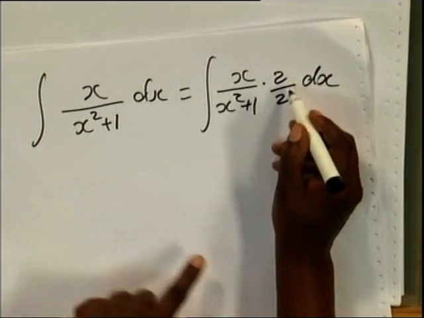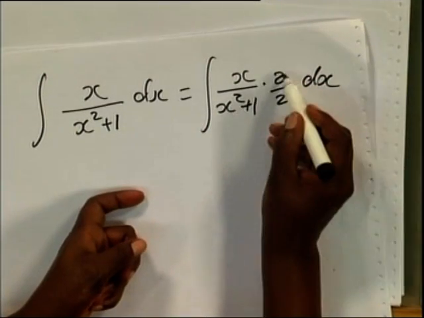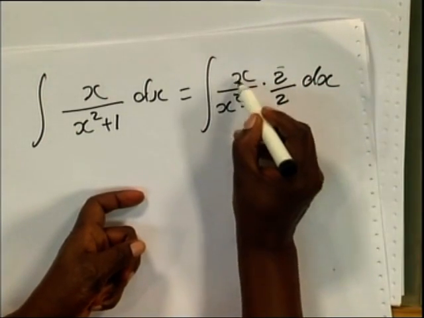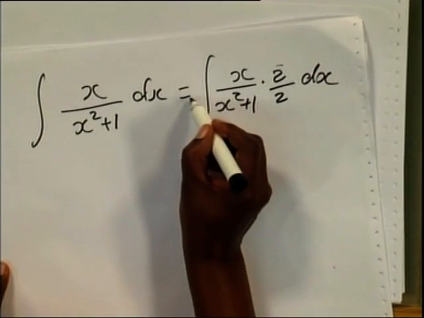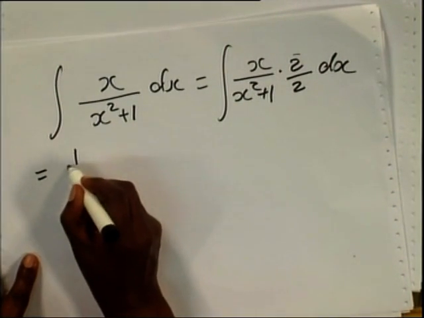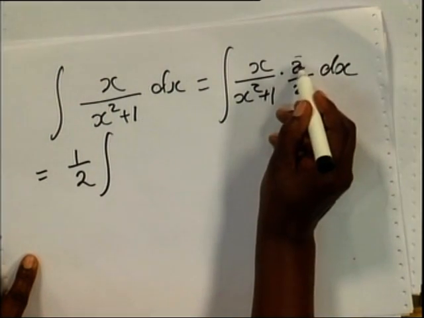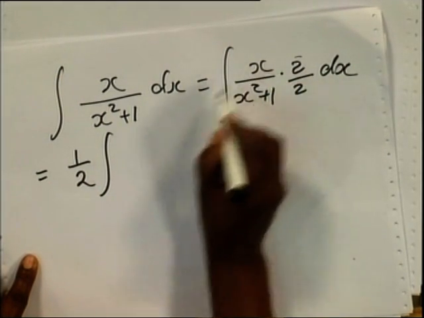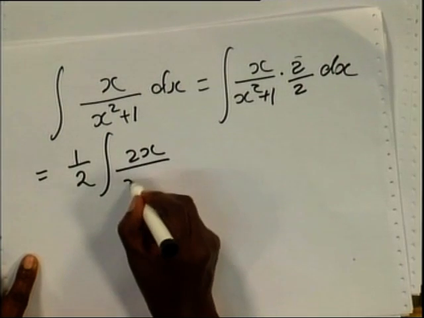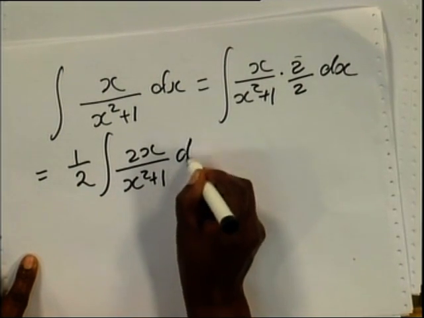I'm not changing anything. 2 over 2 is like 1. But I want to introduce 2 on top. Then in that case, I'll put the half at the bottom. Then I'm going to have 1 over 2. This 2 here goes at the bottom here. Integral, the top 2 goes with this x. I have 2x over x squared plus 1 dx.